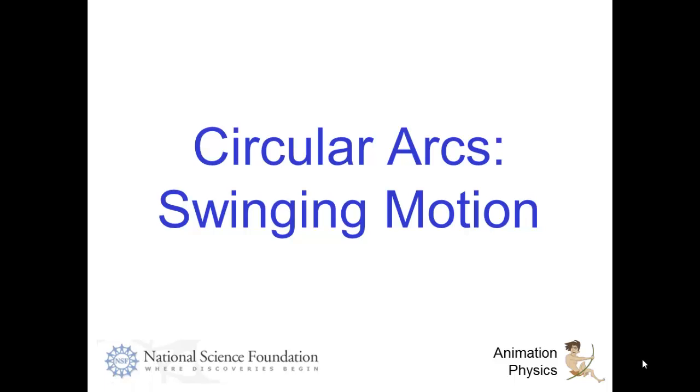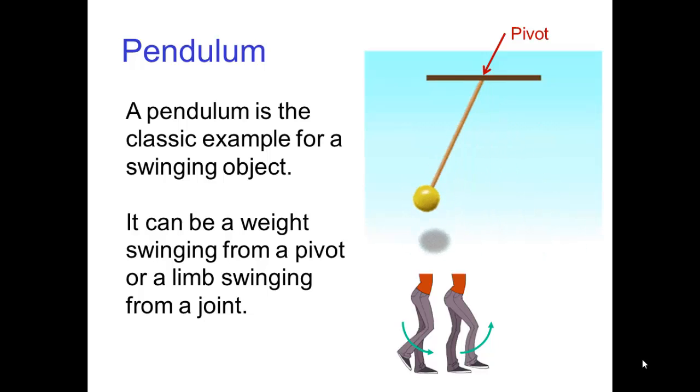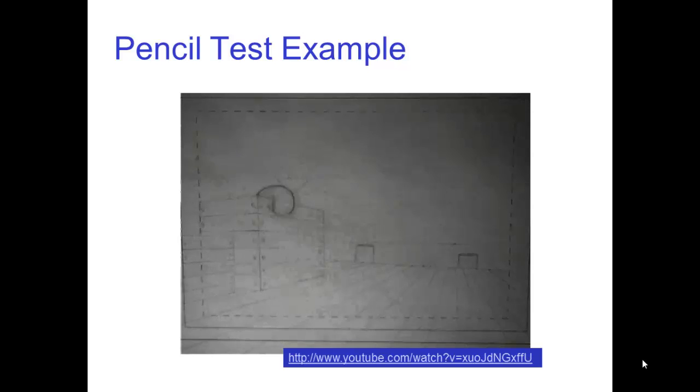Circular arcs, swinging motion. A pendulum is the classic example for a swinging object. It can be as simple as a weight swinging from a pivot. A more complicated example would be a limb, such as a leg, swinging from a joint. Here's an example of the swinging motion of a pendulum from a pencil test.